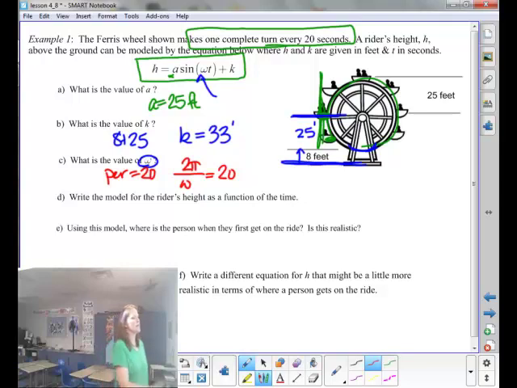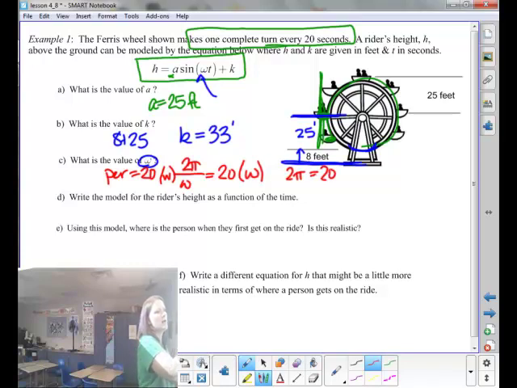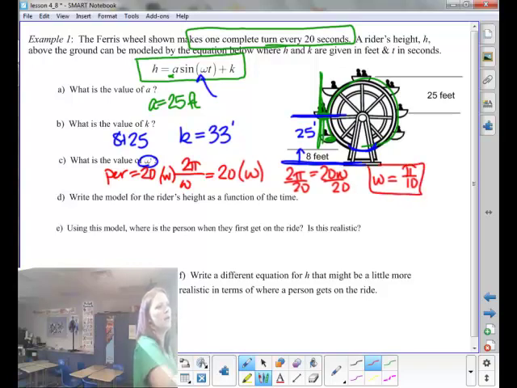Okay, again, how am I going to solve this? Well, I'm going to multiply both sides by w. And then we're going to divide both sides. So now I have 2 pi equals 20w. I'm going to divide by 20. And I'm going to end up with w equaling 2 pi over 20, which would be pi over 10. Okay? So now I've got my w variable, I've got my a variable, I've got my k variable. I should be ready to write our model.